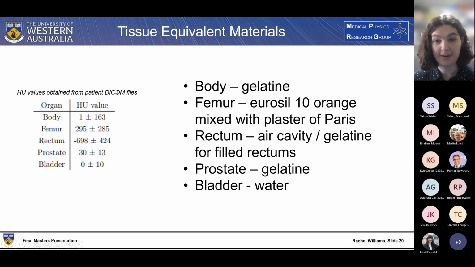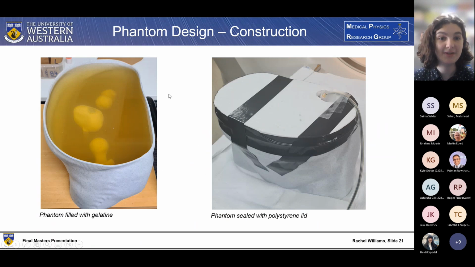The same gelatin density that was used for the body was used to fill the rectum. The prostate was filled with a higher density of gelatin, and to match its HU value of 0, the bladder was filled with water. All gelatin used in this project was made as a mixture of water and vinegar in order to preserve the gelatin for a longer period of time. To the left, you can see the fully constructed phantom filled with gelatin, and to the right, you can see the phantom sealed with a polystyrene lid, which was cut to the shape of the top of the phantom.